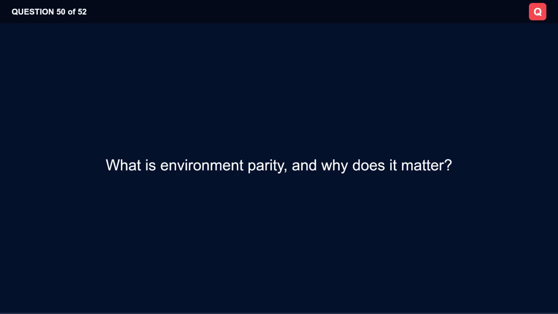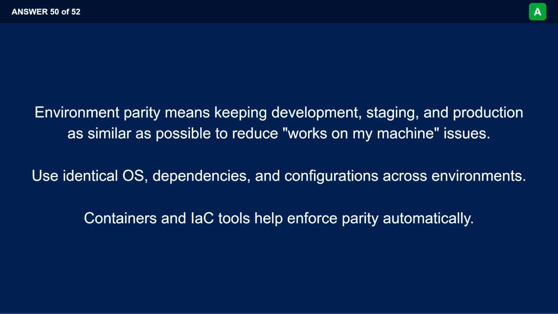What is environment parity, and why does it matter? Environment parity means keeping development, staging, and production as similar as possible to reduce "works on my machine" issues. Use identical OS, dependencies, and configurations across environments. Containers and IaC tools help enforce parity automatically.